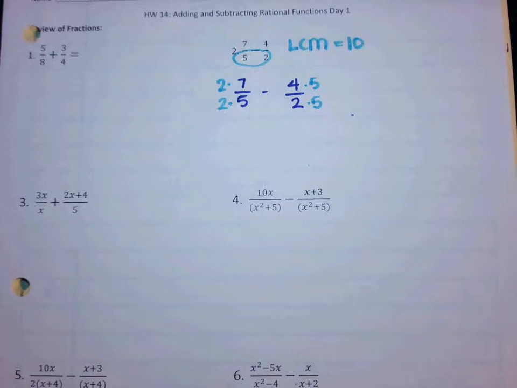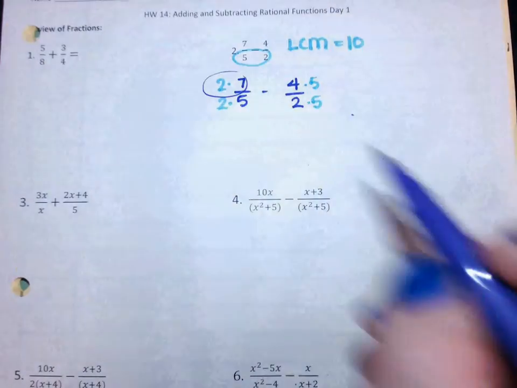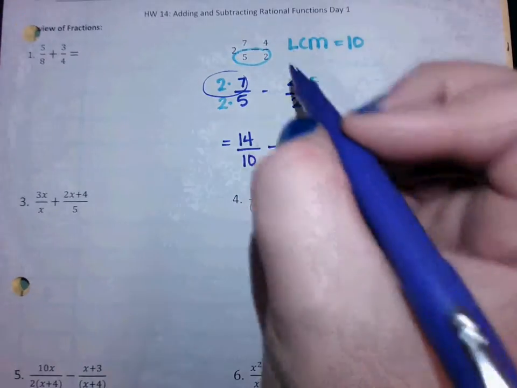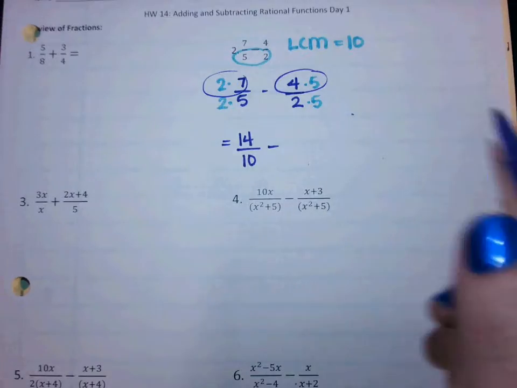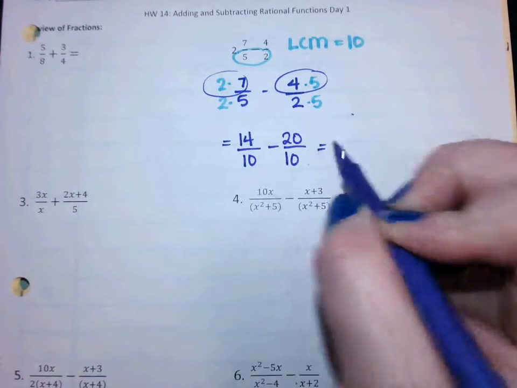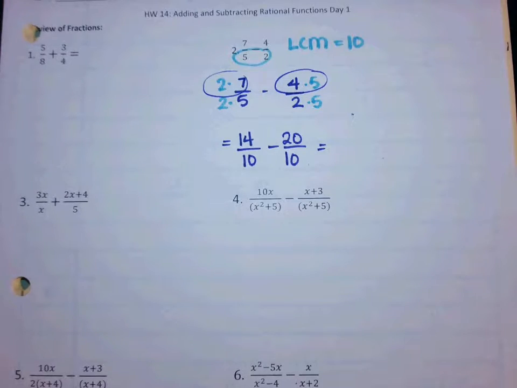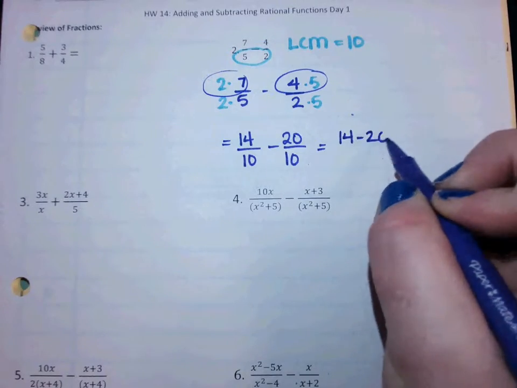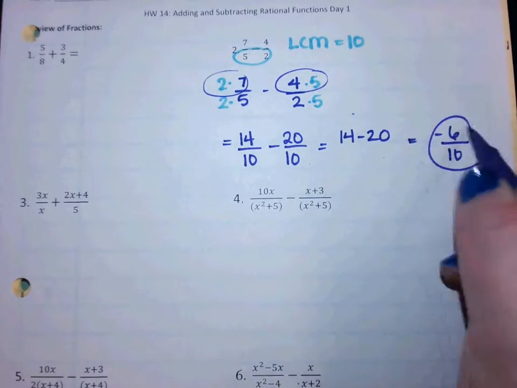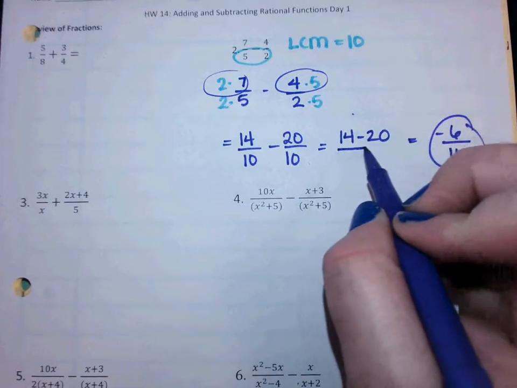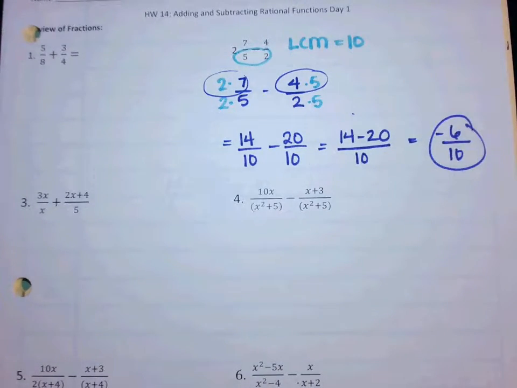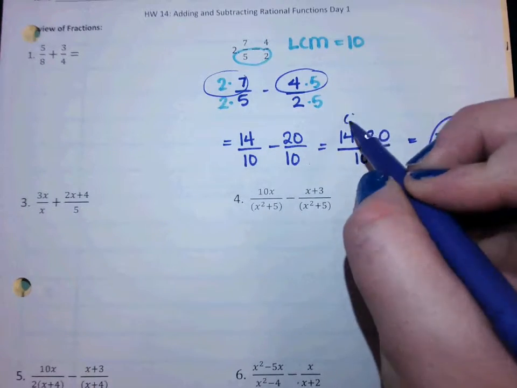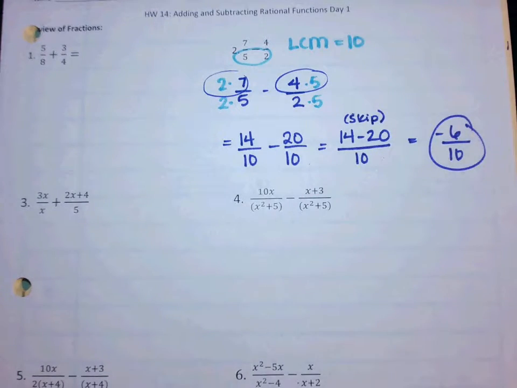So 2 times 7 on top, what do we get? Okay, that'd be 14 over 10 minus. And then 4 times 5 here, how many is that? 20. Okay, and then since they're both over 10, I can subtract the tops. What is 14 minus 20? Very good. Negative 6 over 10. Oops, I forgot to put the over 10 on that middle one. Okay, now I do not care if you skip this step. That's fine with me, as long as you know how to do it. If you want to skip that, that's totally okay.